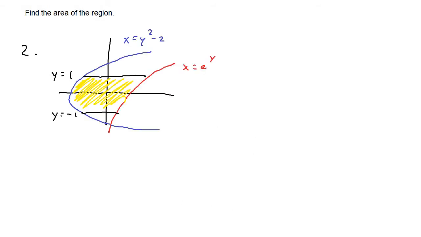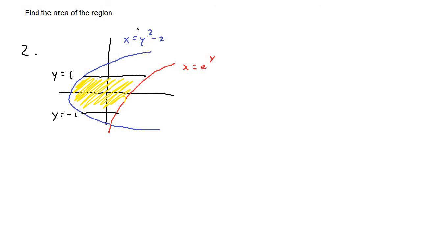Now for number 2, notice our two curves here, there is x equals e to the y, and there's x equals y squared minus 2. And our two y bounds here are going to be y equals 1 and y equals negative 1. So in this case, realize that there's not a top curve and a bottom curve, but there is a right curve and a left curve.